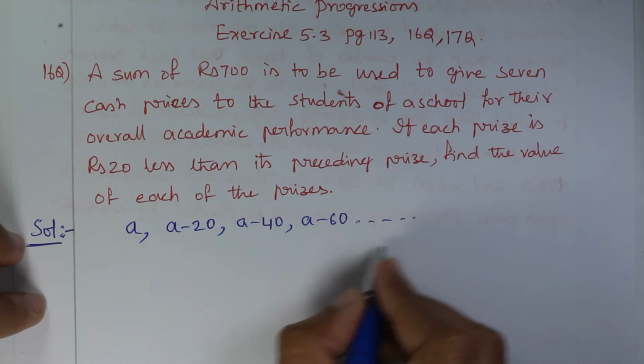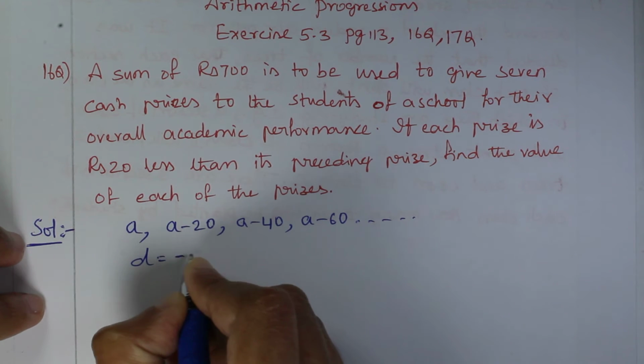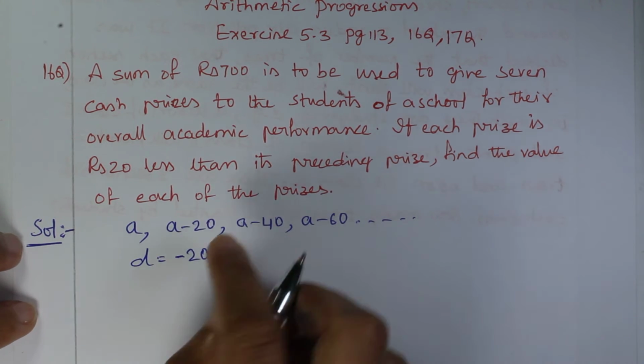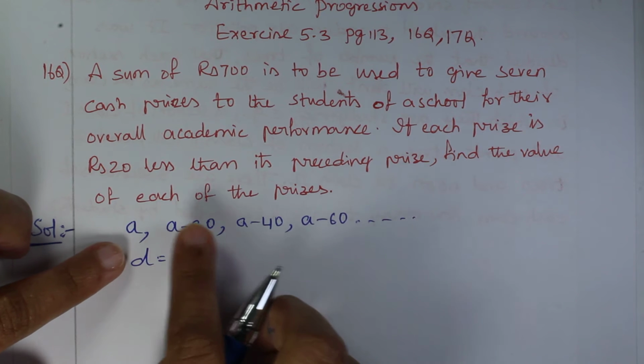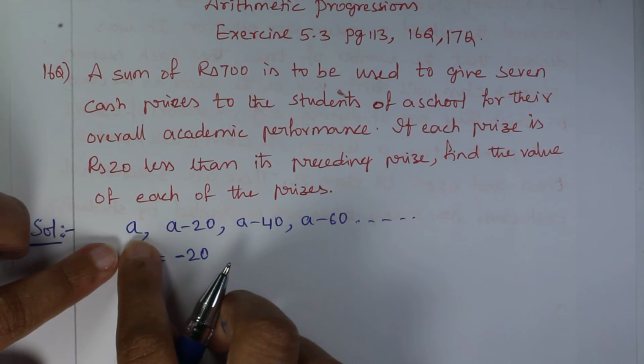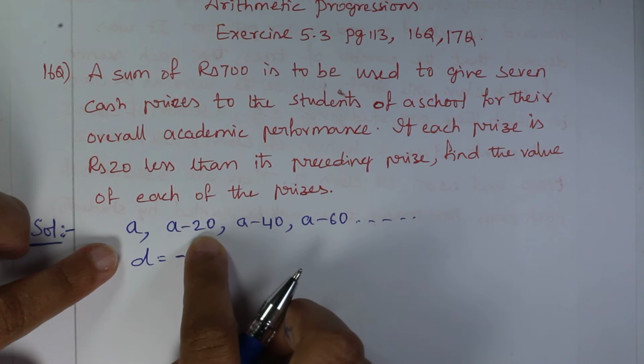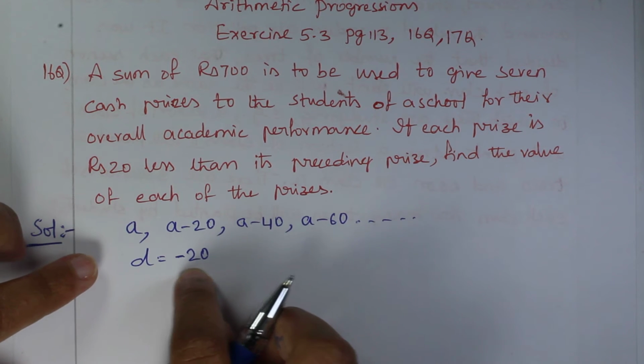So this is clearly an arithmetic progression, right? And the common difference d is equal to minus 20, because each term reduces by 20 from its previous term. If I assume the first prize to be A, the second prize will be 20 less than the first prize, that is A minus 20. So that's why the common difference becomes minus 20.